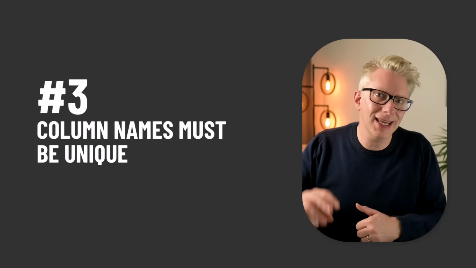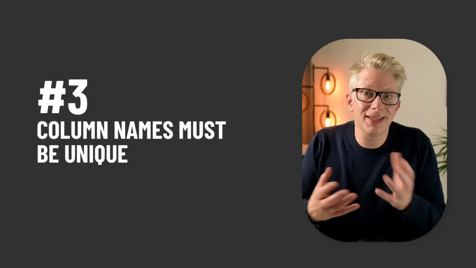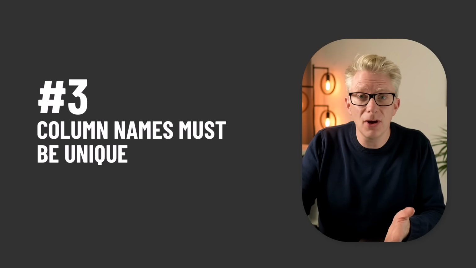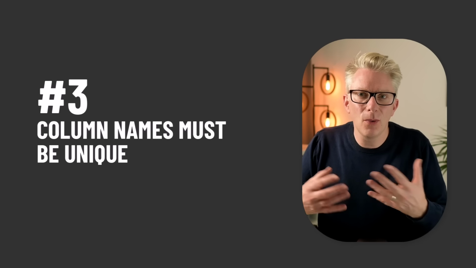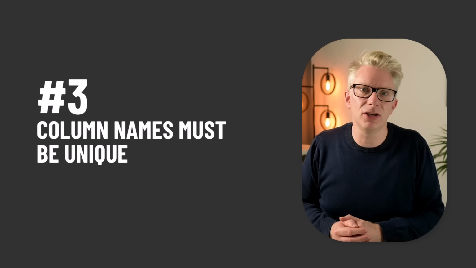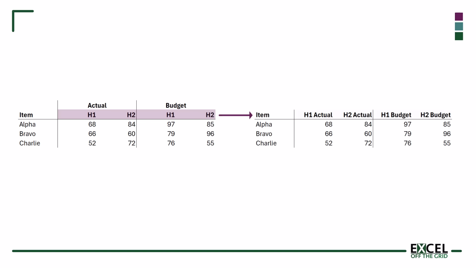The third rule is that every column must have a unique name. When working with data, columns are referred to by their name and not by their position. Therefore, we need column names that are unique. We can see here that H1 and H2 are not unique column names. They are repeated. Therefore, we would need to create unique names for those columns so we could easily refer to the correct values and calculate the correct results.